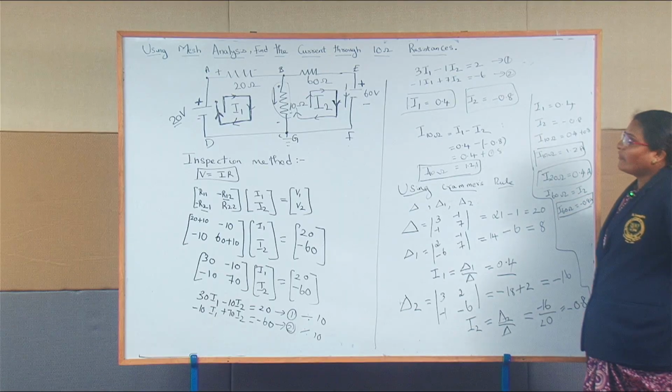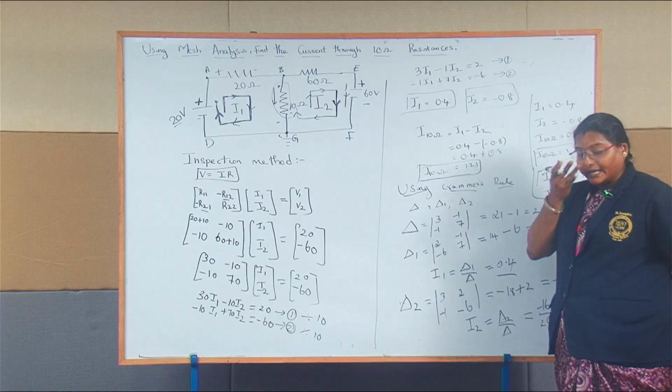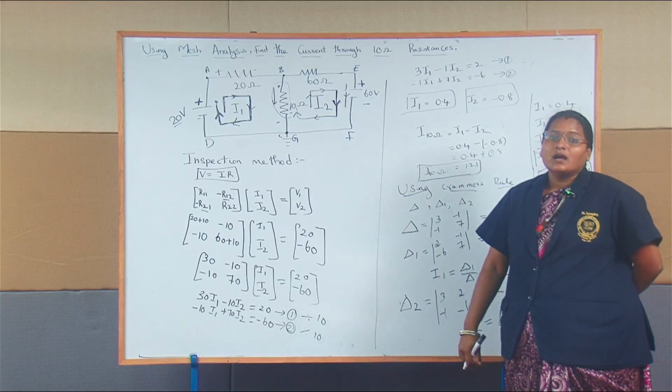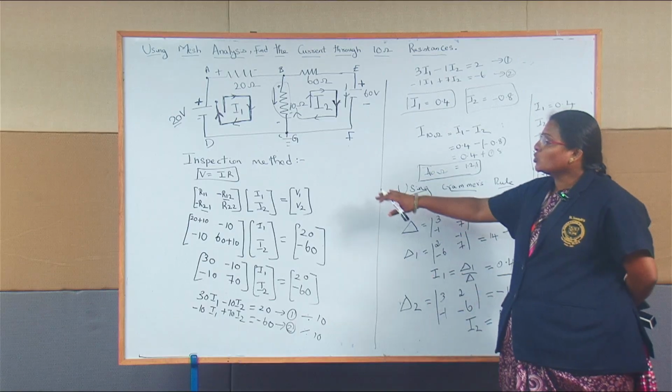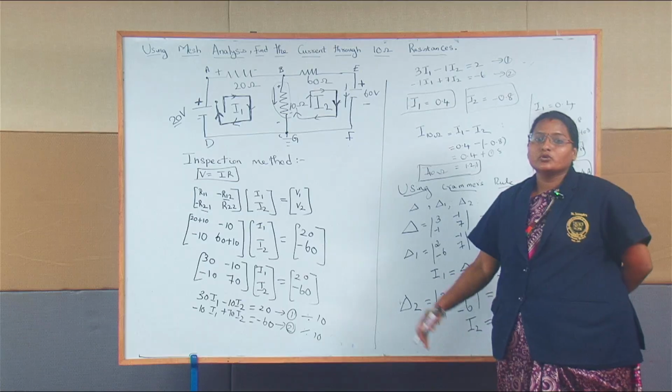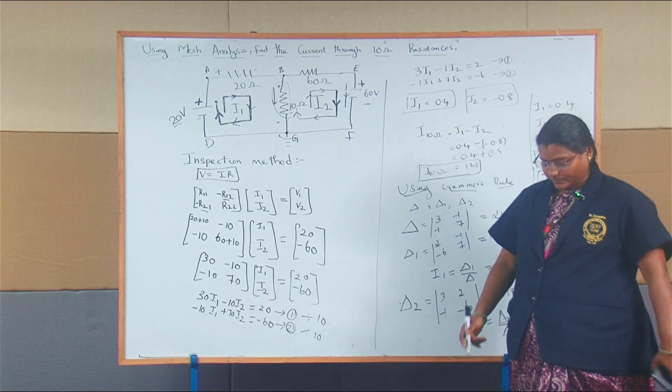This is how we can find out the branch current or loop current using mesh analysis. So this is the two loop method. We can see one more problem also using mesh analysis.